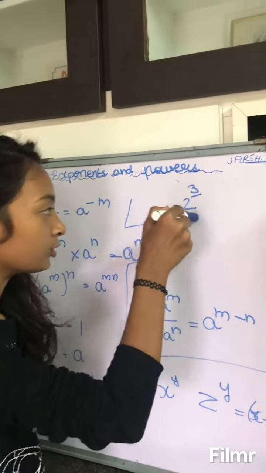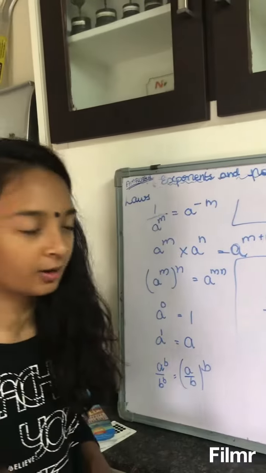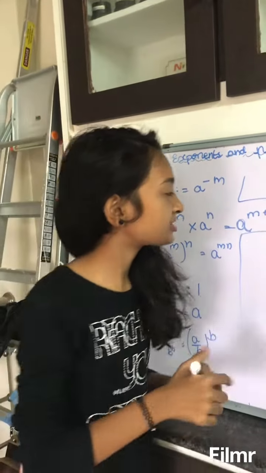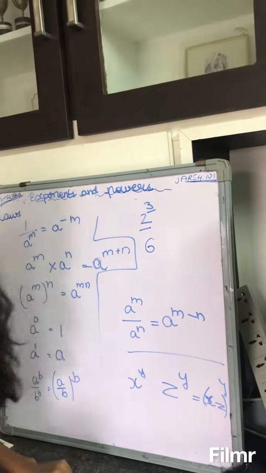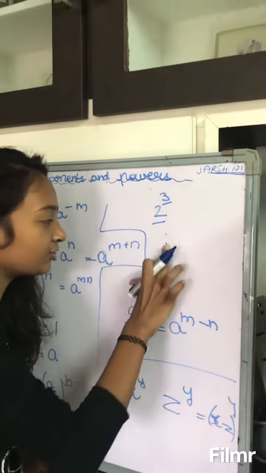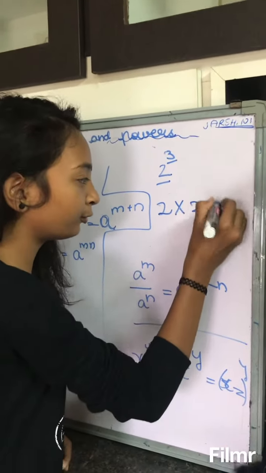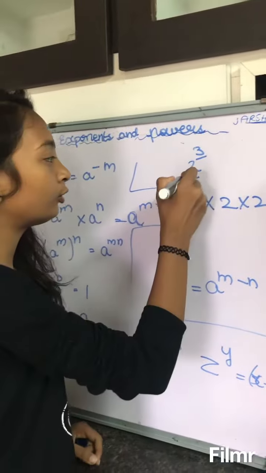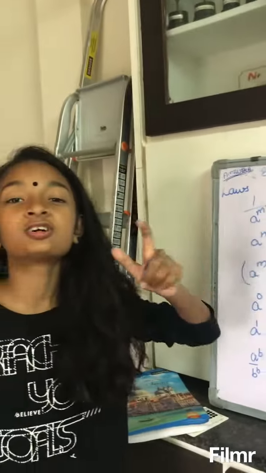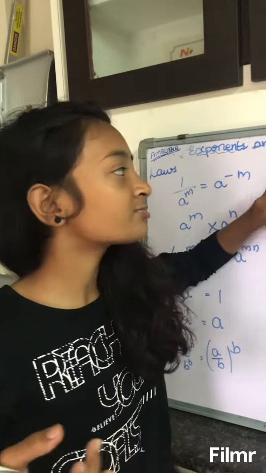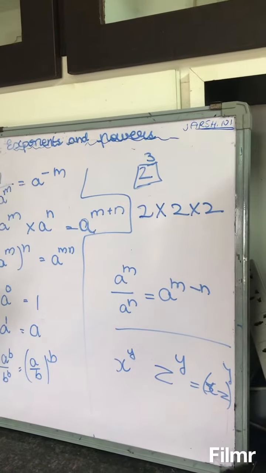Here, 2 to the power of 3. Many people get a doubt and make mistakes, saying 2 to the power of 3 is equal to 6. No, it is wrong. 2 to the power of 3 literally means 2 into 2 into 2. So here 2 is the exponent or index, and 3 is the number of times it is multiplied. That is the power.